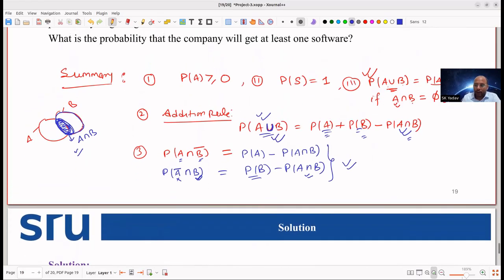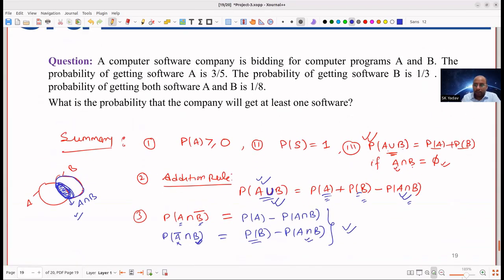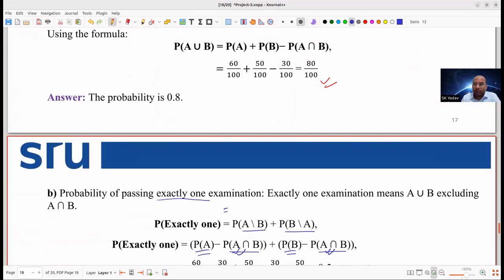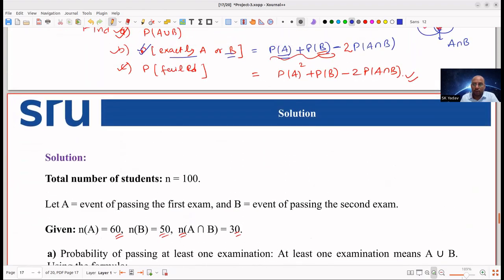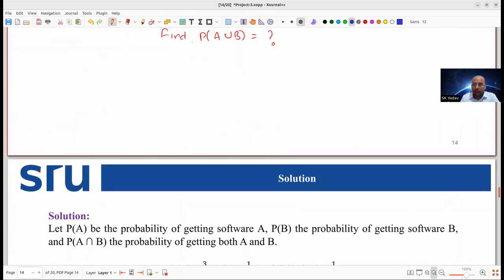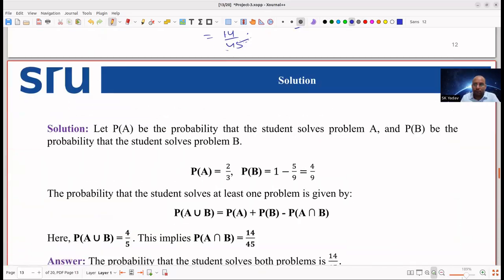So this is about the axioms of probability and the addition rule, and then the algebra of events. I hope you understand this.